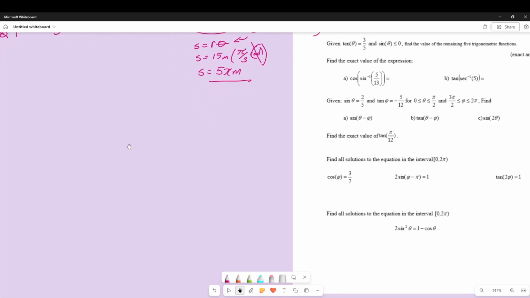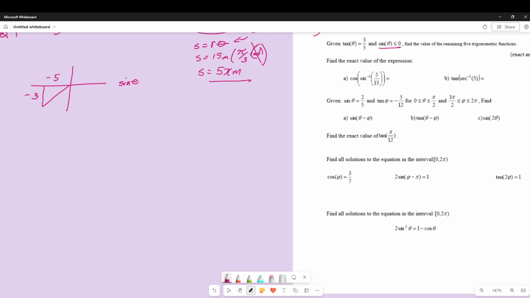Okay, given that the tangent of theta is 3/5, and the sine is negative, so if the tangent is positive and the sine is negative, we better be down in quadrant 3. That's why we're told this. And we're told the tangent is 3/5, so that has to be a 3 and a 5, but because we're in quadrant 3, they better both be negative. And we want to find the other 5 trigonometric functions.